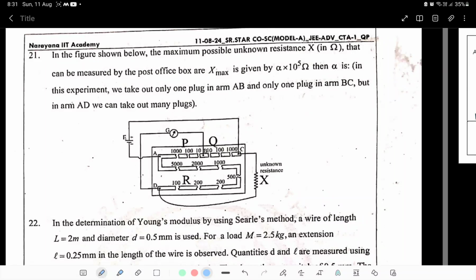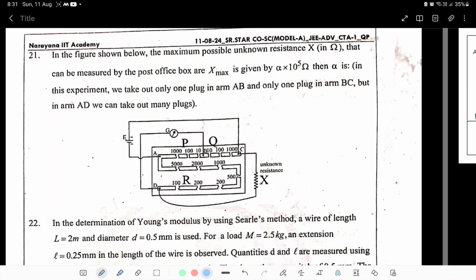Problem, question number 21, which is based on the first topic, concept in current electricity. In the figure shown below, the maximum possible unknown resistance X that can be measured by the post office box, or X max, is given by alpha into 10 power of 5 ohms. Then we have to calculate alpha.